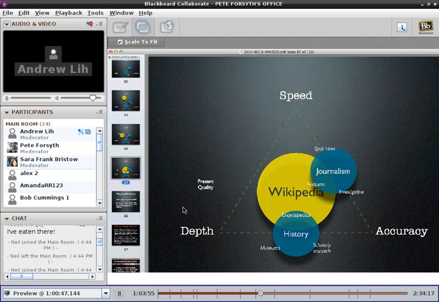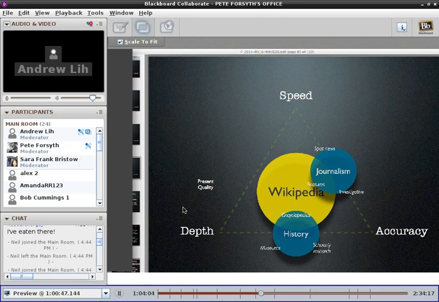So that's my basic idea for the class. And so far, it's been a fun experiment in working with those folks that have never really worked with Wikipedia before.